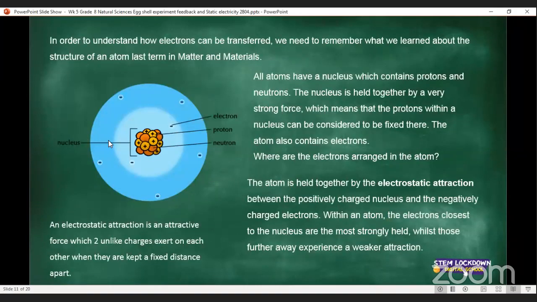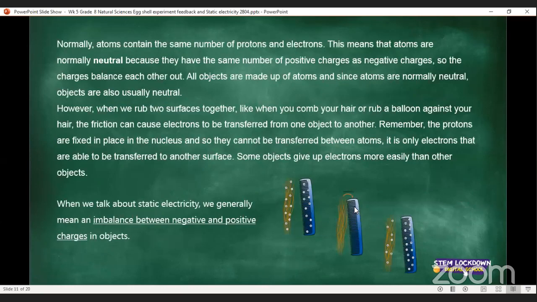So here you see the nucleus, you have your positive charges in here, and here are your negative charges on the outside. The ones on the outside are not so attracted to the positive charges in the nucleus, so they move when two things are rubbed together, when friction occurs. This friction causes a reaction, and this reaction causes the electrons to move. So when you rub the comb against your hair, the friction causes the electrons to move from your hair to the comb. One becomes positively charged and the other becomes negatively charged. You understand that? So there's an imbalance between a positive and a negative charge that causes static electricity. Does that answer your question?